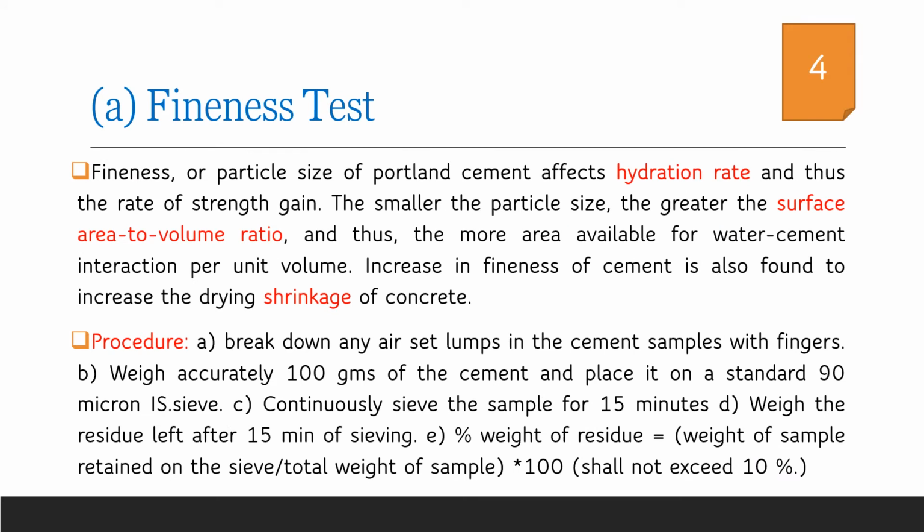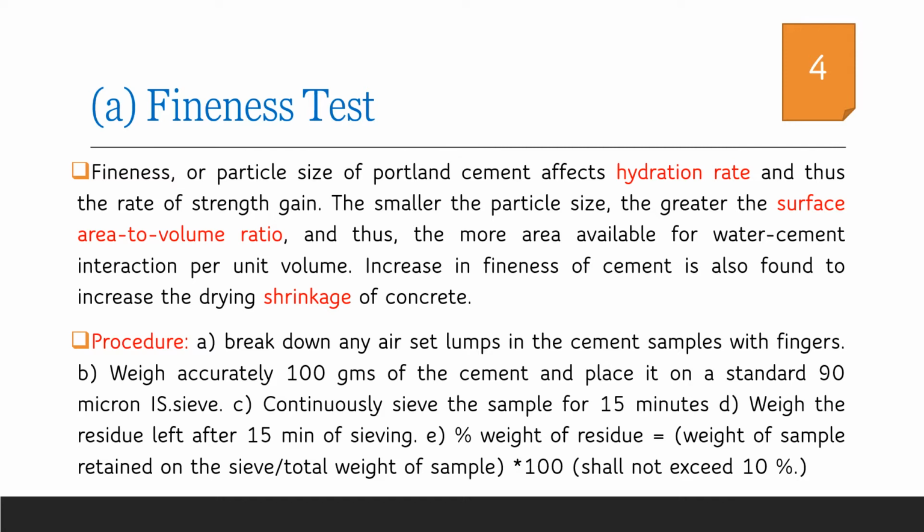The fineness test gives us an idea about the fineness of the cement sample used. Particle size of cement affects the hydration rate, which will in turn influence the strength gain. Smaller the particle size, greater the surface area to volume ratio, and thus more area is available for water-cement interaction. Increase in fineness of cement is also found to increase the drying shrinkage of concrete.